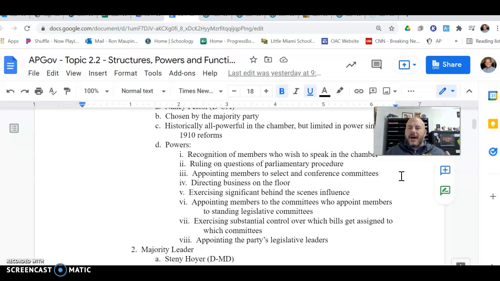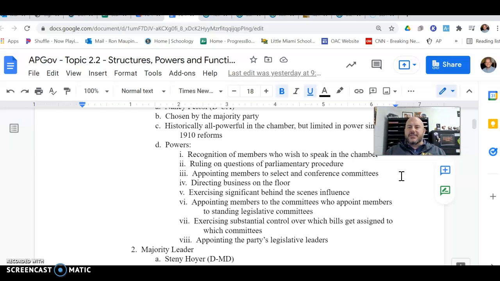Once again, behind the scenes influence, you're talking about any key decisions, negotiations that are being done with the other chamber, the Senate, negotiations with the White House. Right now in recent months, Nancy Pelosi has been doing a lot of behind the scenes work in terms of trying to work with the Senate and work with the White House to get both the infrastructure bill passed and the Build Back Better bill passed. So far, not to any success, though.